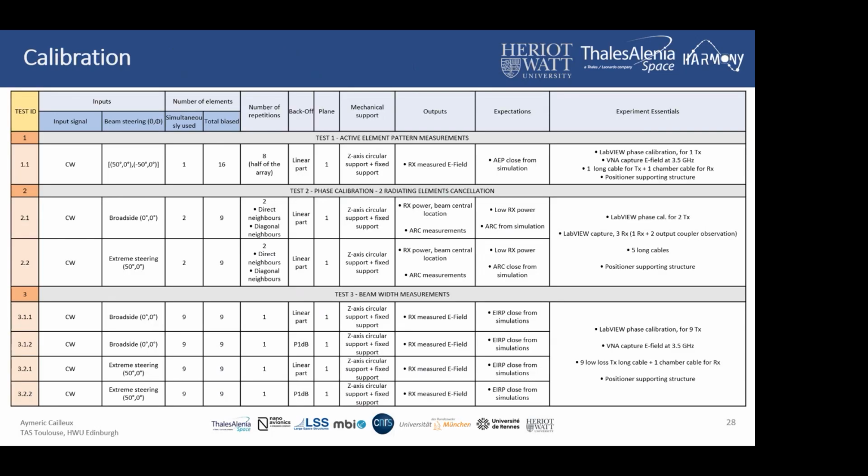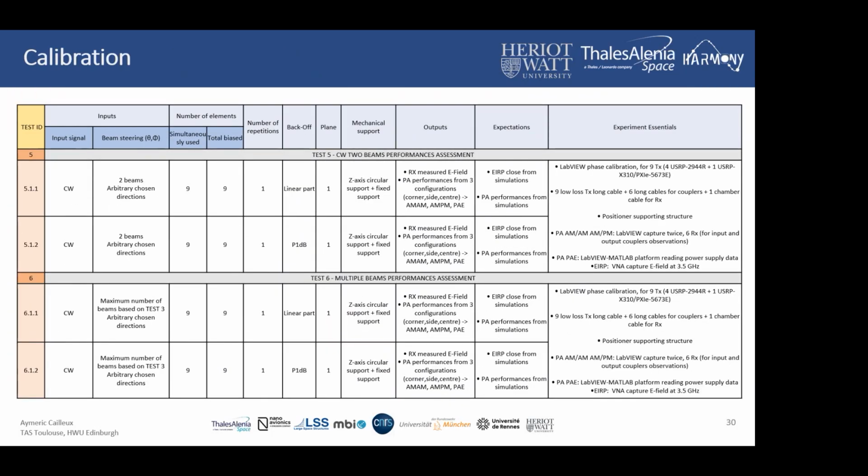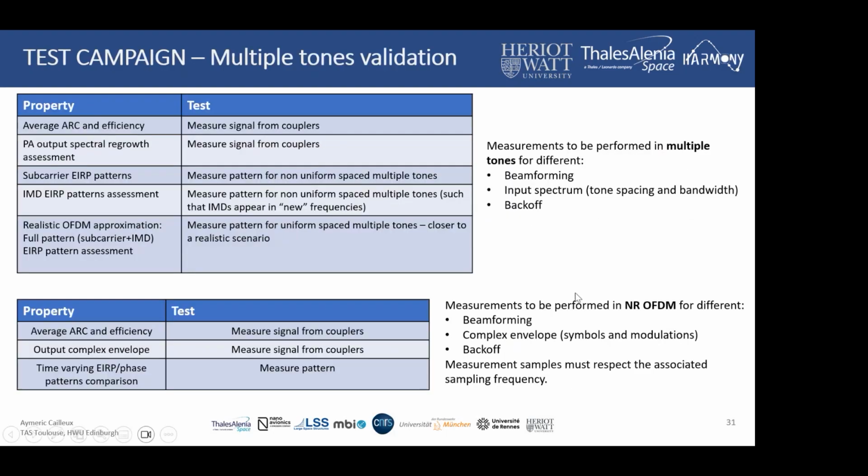So I won't go too far here. We have some details of the calibration that we'll do in the future. But I think what's really interesting is to go to the validation of multiple tones and of new radio OFDM signal. So right now, as Jiayu said, we should be able to work with 12 radiating elements at a time.